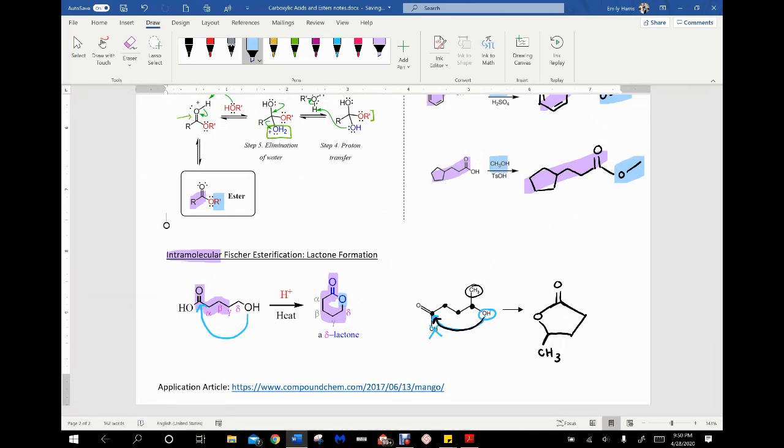And so the application article that you'll be reading is similar to yesterday, where it's in a Google Doc that gives you instructions and some questions on it. But you'll be reading about mangoes and how carboxylic acids and esters play a role in that. And it'll also talk to you a little bit about how mangoes have a connection to poison ivy.